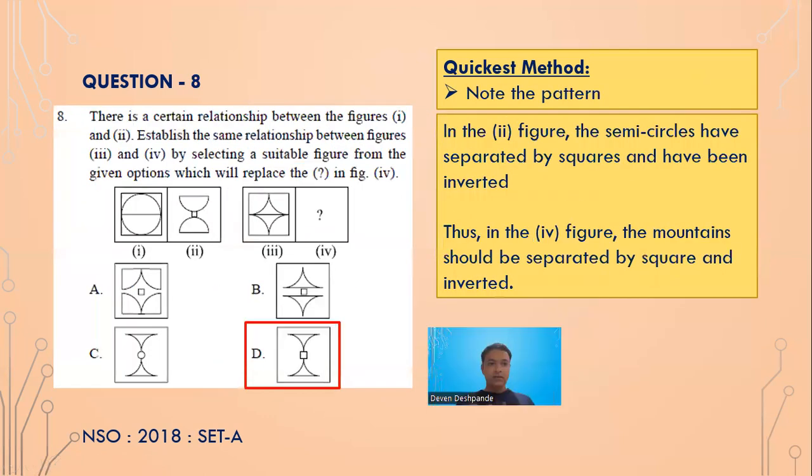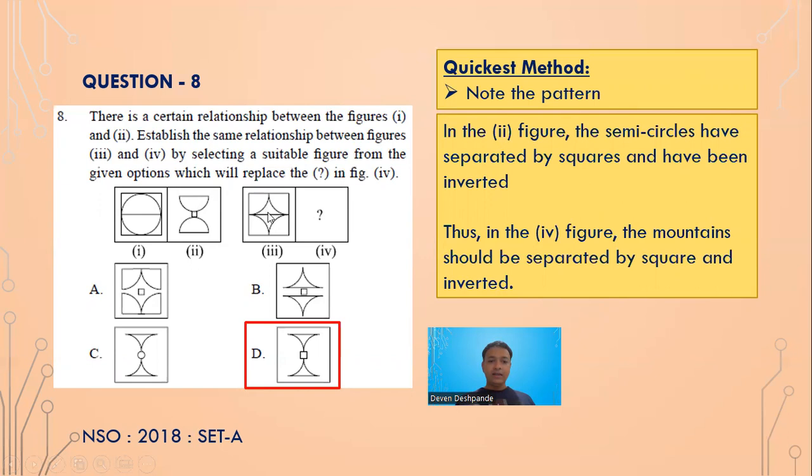Next one. There is a certain relationship between figures 1 and 2. Establish the same relationship between figures 3 and 4 by selecting a suitable figure from the given options, which will replace the question mark. This is an easy question. The semicircles here are inverted in the second figure. And the inner square has disappeared. There is no inner square here, and these two parts are divided by a square.